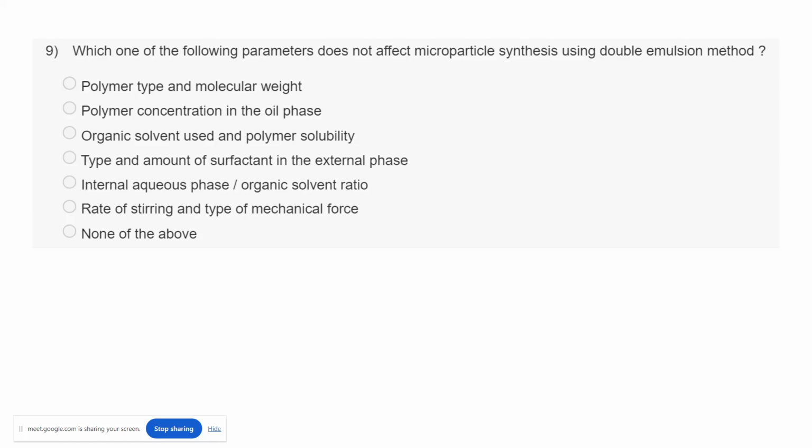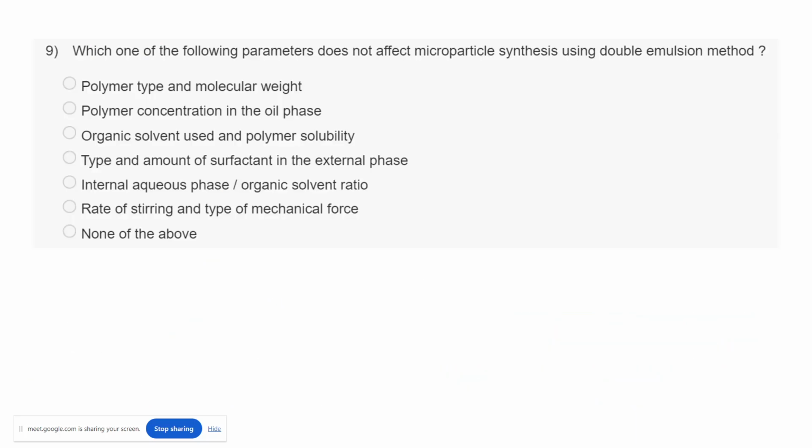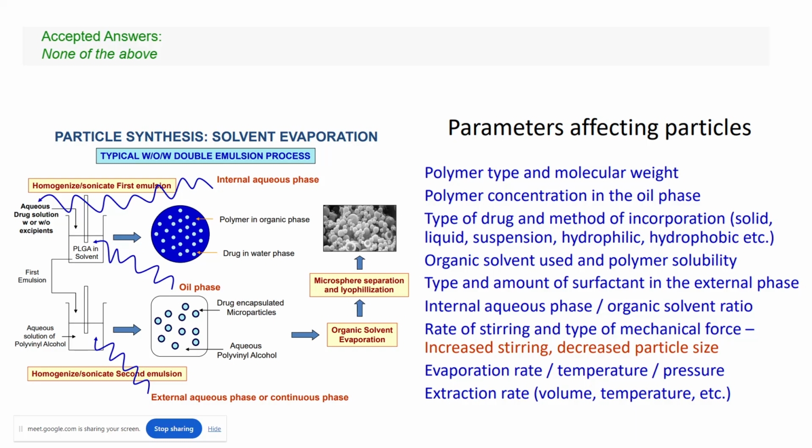The last option, none of the above, would be the correct answer, because all of these parameters, polymer type, molecular weight, concentration, kind of solvent, ratio of the different solvents, surfactants, stirring rate, all of these would affect the particle synthesis. So the correct answer would be none of the above.